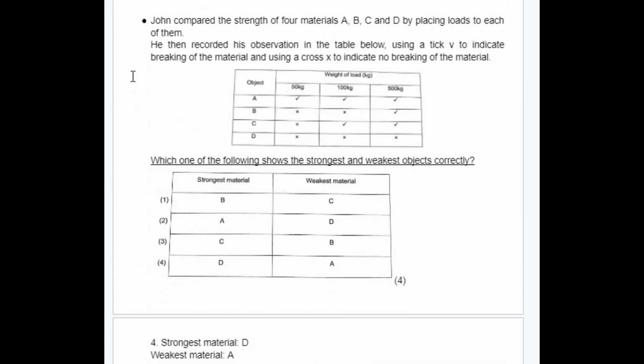John compared the strength of four materials A, B, C, and D by placing loads on each of them. He then recorded his observation in the table below, using a tick to indicate breaking of the material and using a cross to indicate no breaking of the material. Which one of the following shows the strongest and weakest objects correctly? 4. Strongest material, D. Weakest material, A.